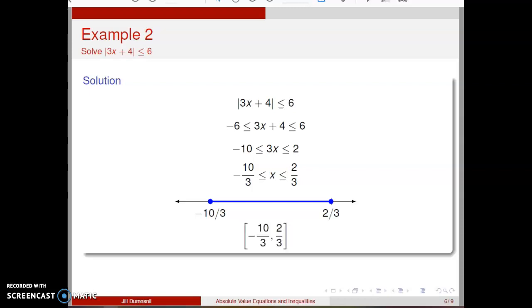We use closed circles on the graph and square brackets in the interval notation to indicate that we include the endpoints in the solution.